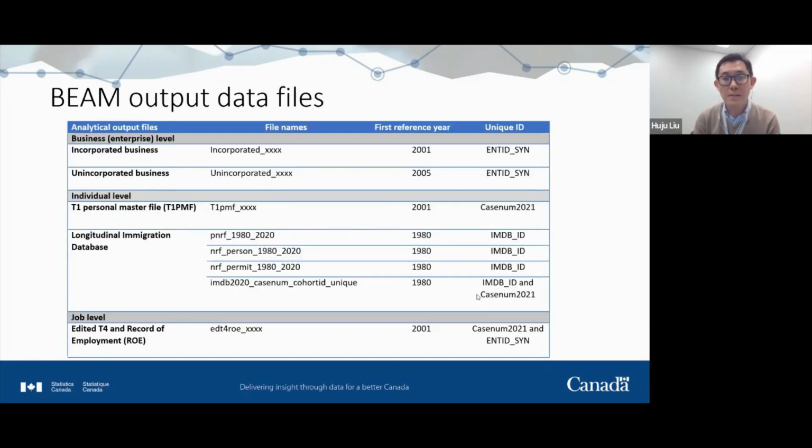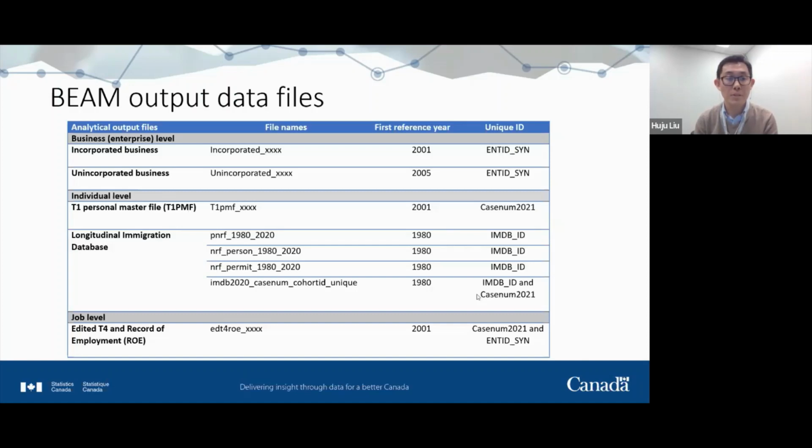So in the end, this is a set of analytical files available in the RDC. It's separated by business level, individual level, and job level. From the business level, you have two sets of files: incorporated business and unincorporated business. Each one is marked by the different year. For incorporated business, you have access to all the years from 2001 to 2019. And for unincorporated business, it only started from 2005. On the individual side, you have the T1 personal master file starting from 2001.